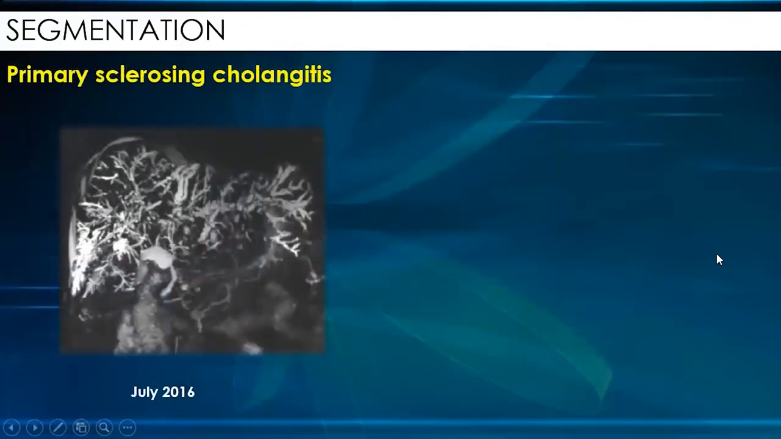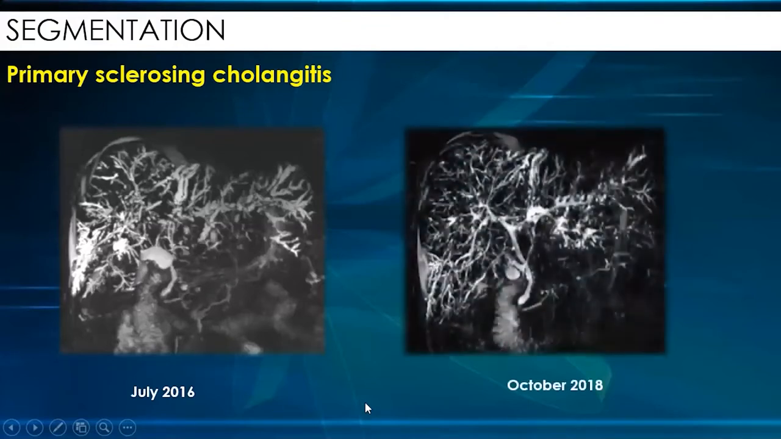Another great field of interest of application of segmentation software is the primary sclerosing cholangitis. We know that it's an autoimmune disease characterized by the development of several biliary stenosis associated with biliary tree dilation. This is an autoimmune disease, and the typical evolution is the cirrhotic evolution, and usually the patient can die in a really young phase of their life. Therefore, it's important to follow the patient along the time.